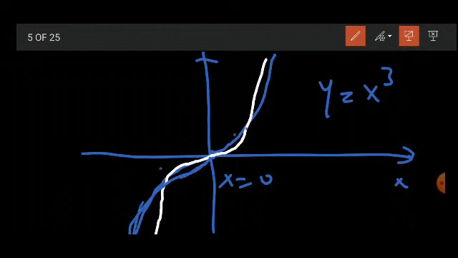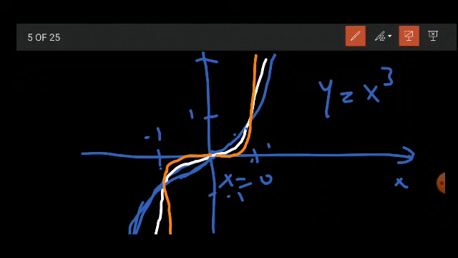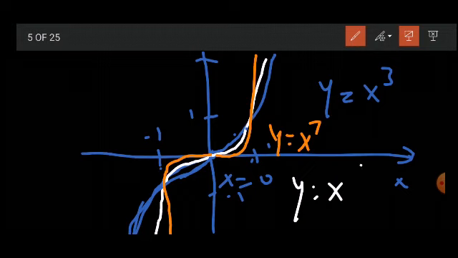Like this, and this part, here you say -1. Here you see this is 1. Here this is 1, and here this is -1. So if we take y equal to x to the power 7, it goes a bit downwards and like this, and it goes this way. Here that is y equal to x to the power 7, and the white portion is y equal to x to the power 5. These types of graphs are there. Okay, I hope it is clear.